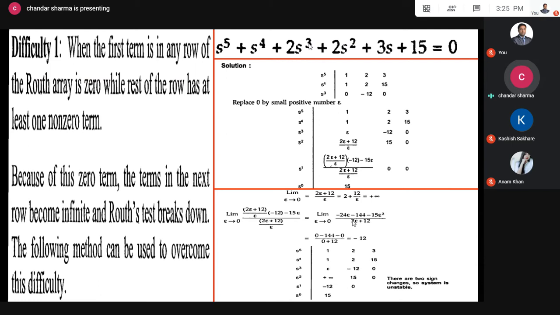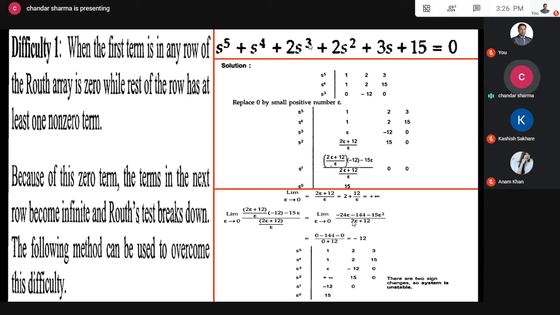Now there are some special cases or difficulties faced during computation of Routh's array. The first difficulty is when the first term in any of the rows is 0 while the remaining elements in that row are not all 0. In this case the Routh test will break down because of a division by 0.